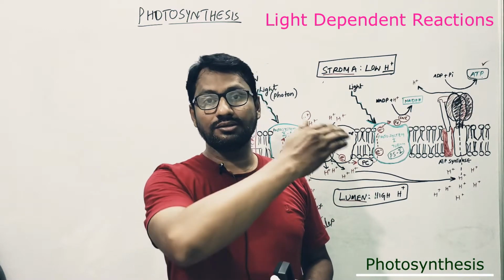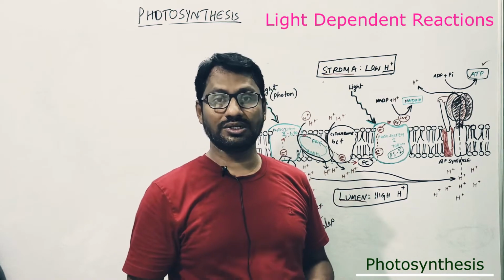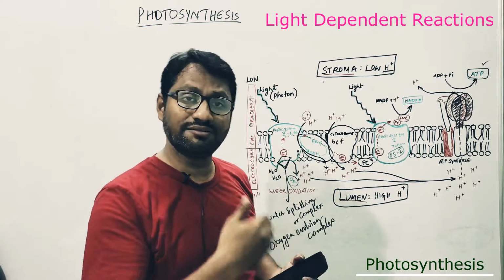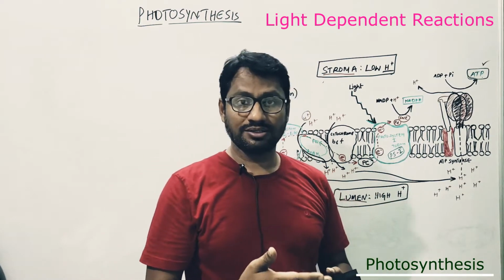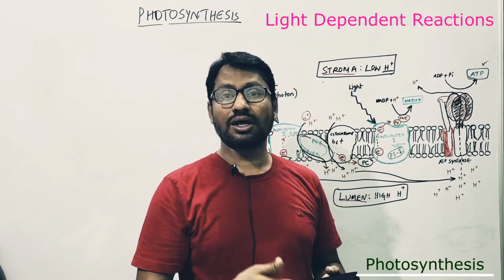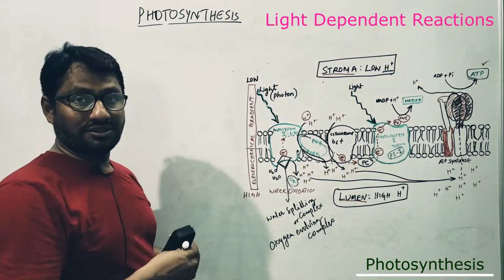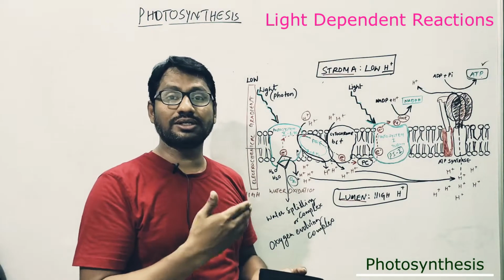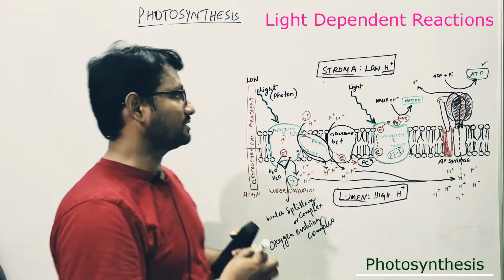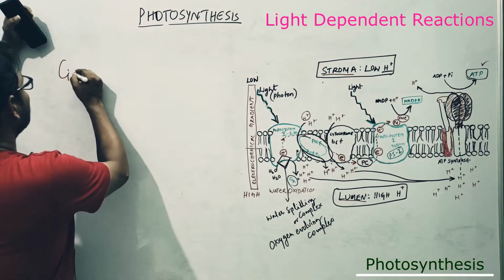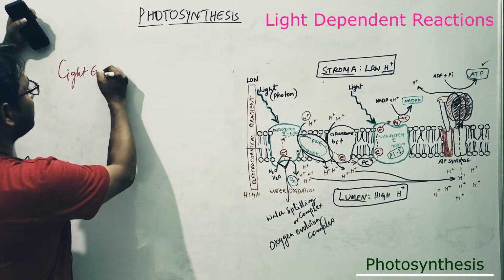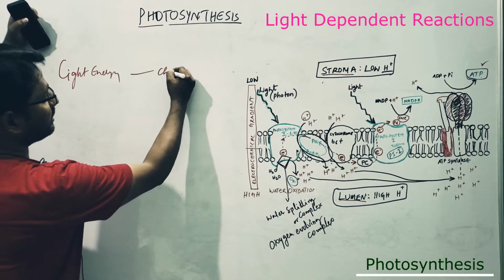In the earlier tutorial, we discussed nutrition, types of nutrition in different organisms such as bacteria, other microorganisms, plants, and animals. So, what is photosynthesis? Photosynthesis is the process of converting light energy to chemical energy.